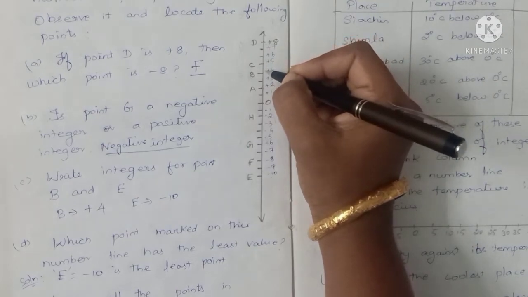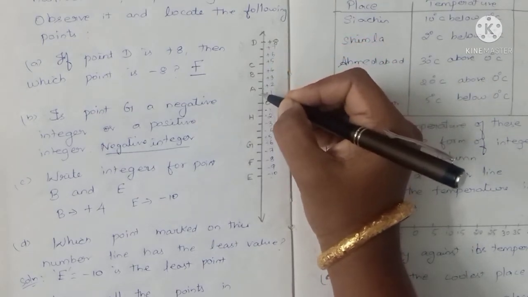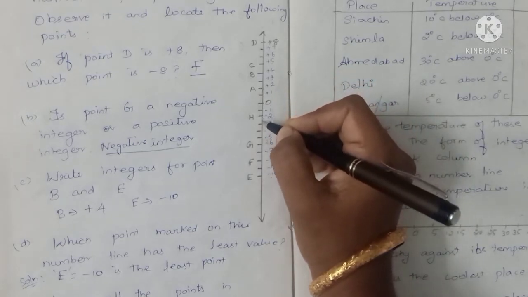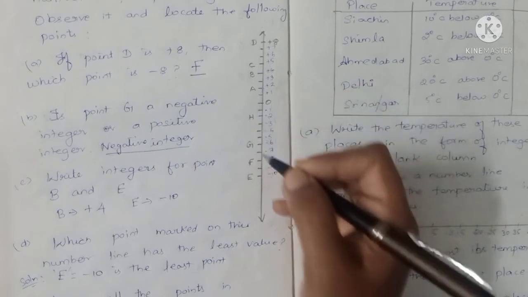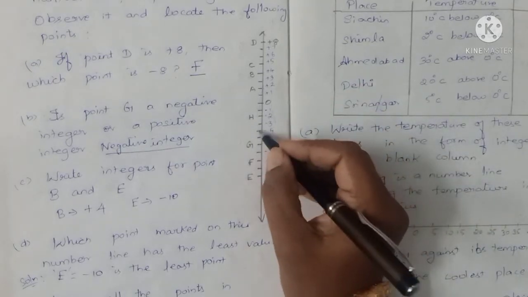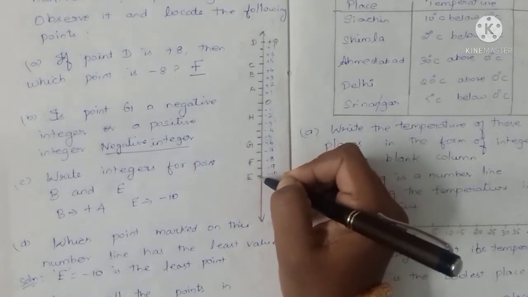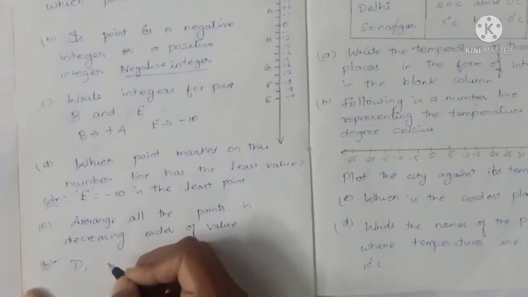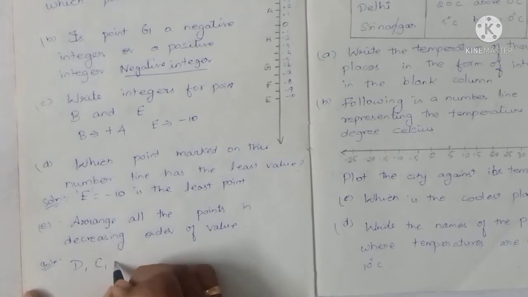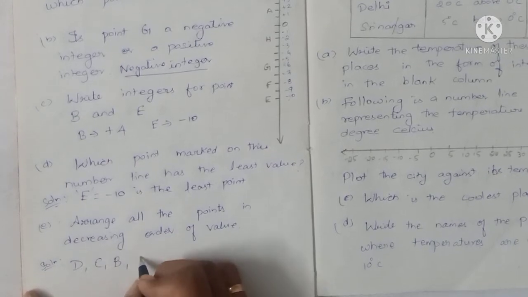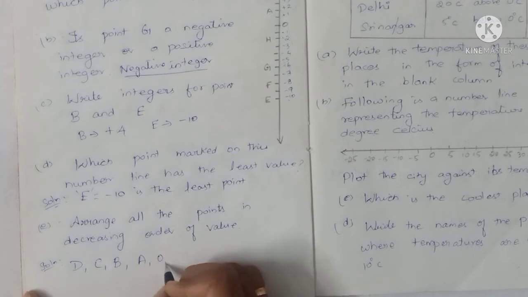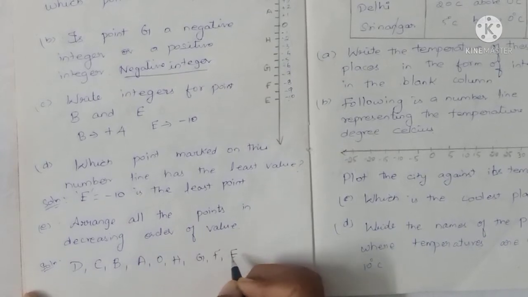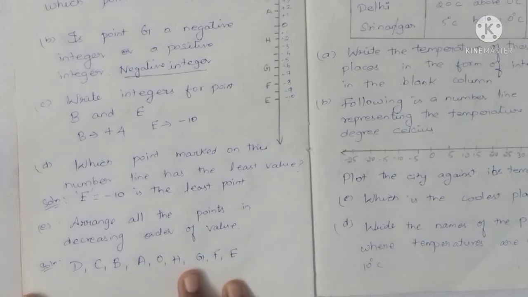Then B, then A, after that O, this is point O, O, H, and then H, and then G, F, E. So let us write D, C, B, A, O, H, G, F, E. So this is the answer for sum number E.